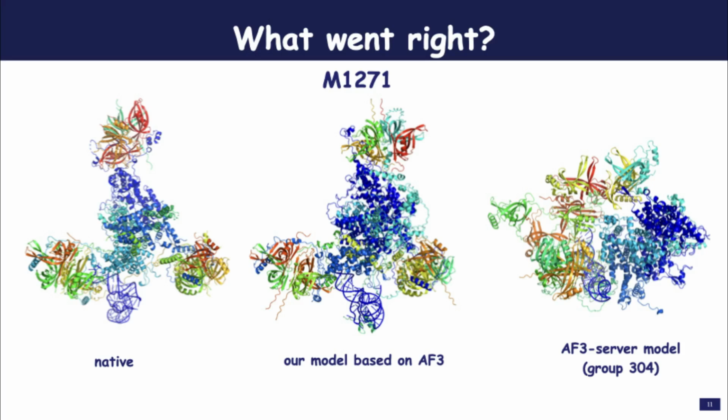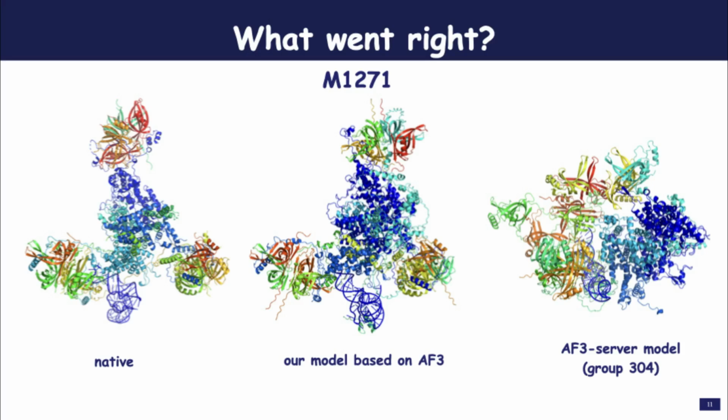You can see this one is the native structure, and this is the one we submitted for this hybrid one. I'm not sure, probably we removed the RNA for the submission, but in our model we have this RNA. Compare it with AlphaFold's default model, and this is the one submitted by Epsilon's group, group 304. You can see this default AlphaFold 3 model is different from this one. Intuitively their shape is similar. I will show you how we did this.